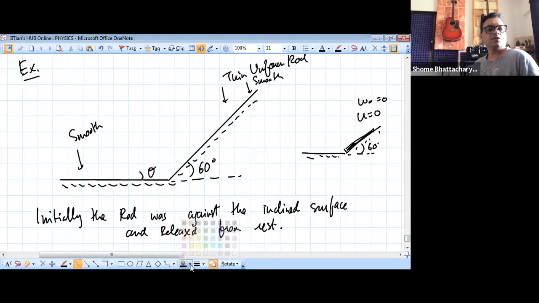So the center of mass velocity is not necessarily along the rod. It could be in some general direction like this. And you can see that it will also have this kind of an angular velocity, omega, about the center of mass.